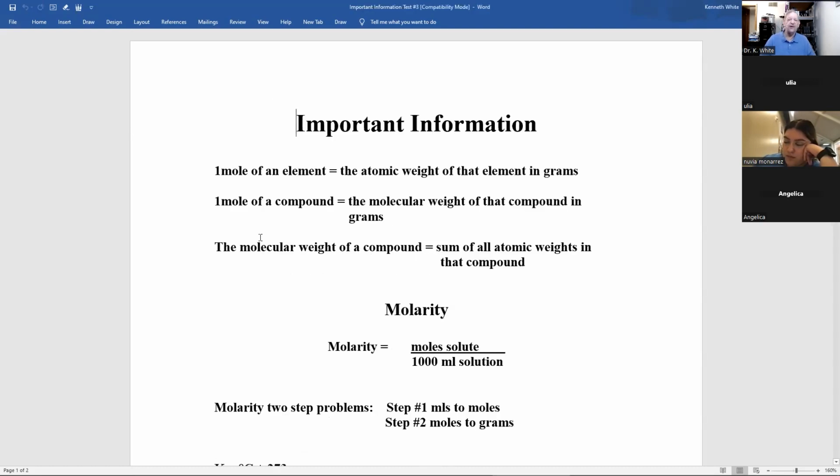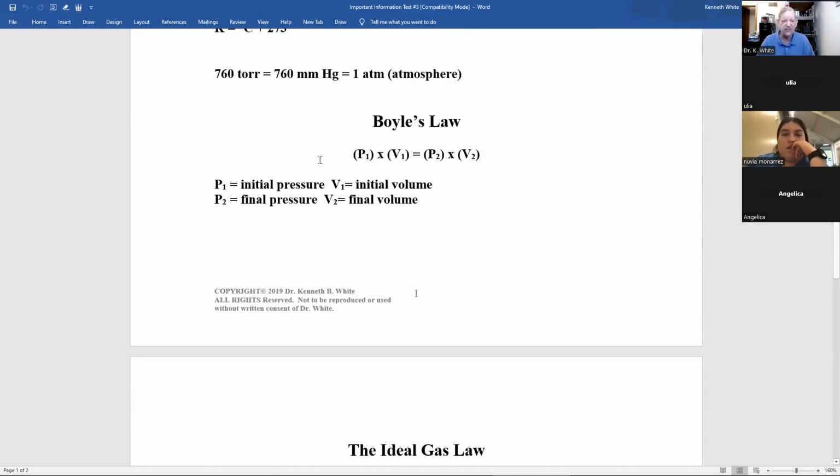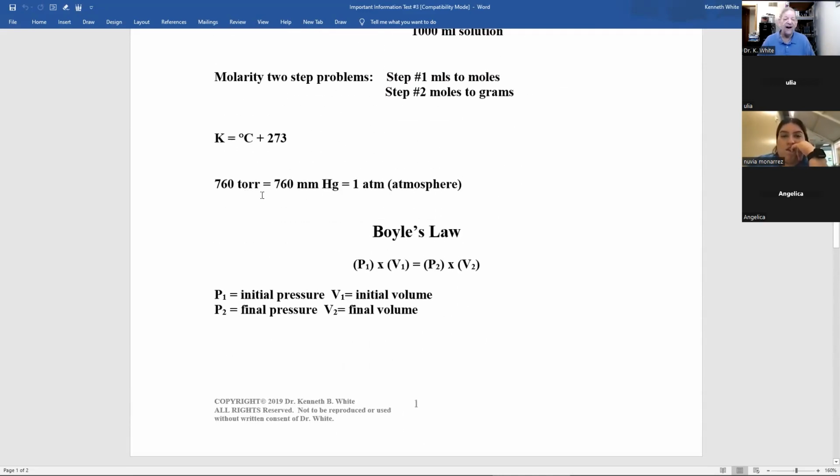If you go to the lecture folder and look up the file important information, test number 3, you'll see I got it right here. All the information that you don't have to memorize, but you do know how to use. And Boyle's law is there. Let's go back to the review.